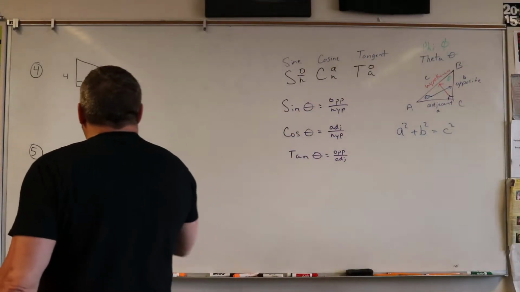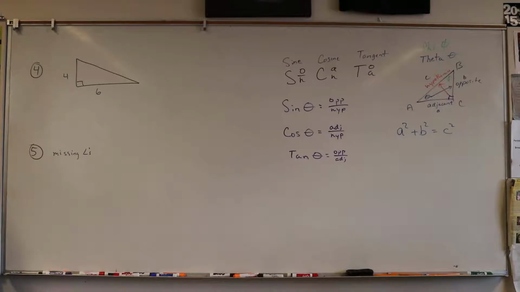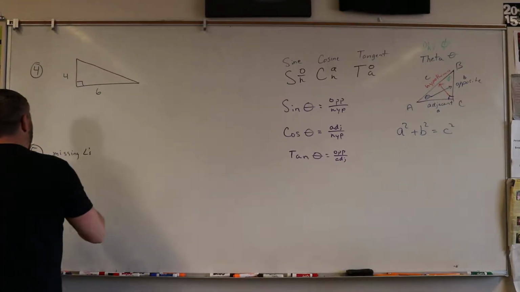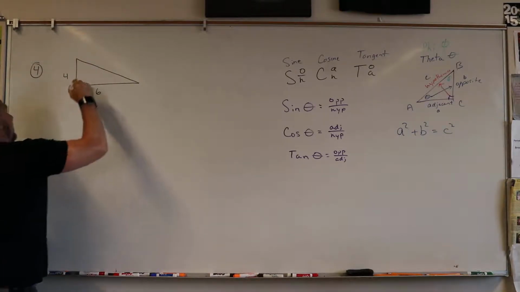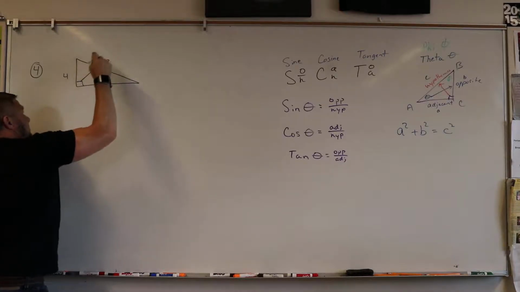Alright, so number 4. What does it ask for? The hypotenuse. So where is the hypotenuse? Is that 4 or 6 or the unknown? The unknown. Okay, so this is the hypotenuse.